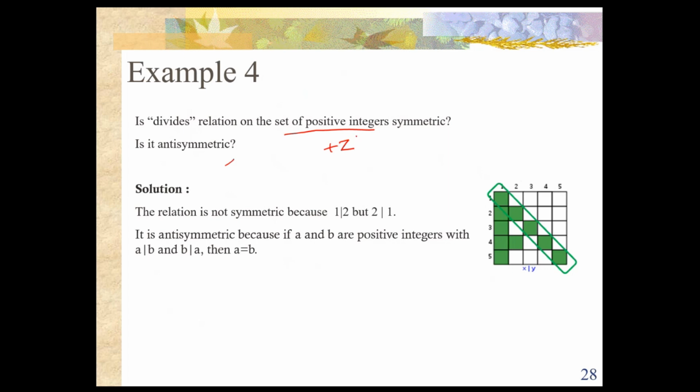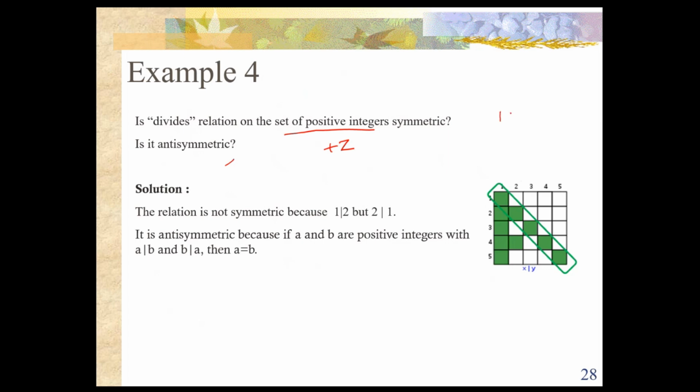But here we are talking about positive integers, right? So there are many positive integers, isn't it? We don't have to draw all of them. We just draw a few as samples. In this case, the example here is 1, 2, 3, 4, 5 by 1, 2, 3, 4, 5. Okay, so let's think. Divides.